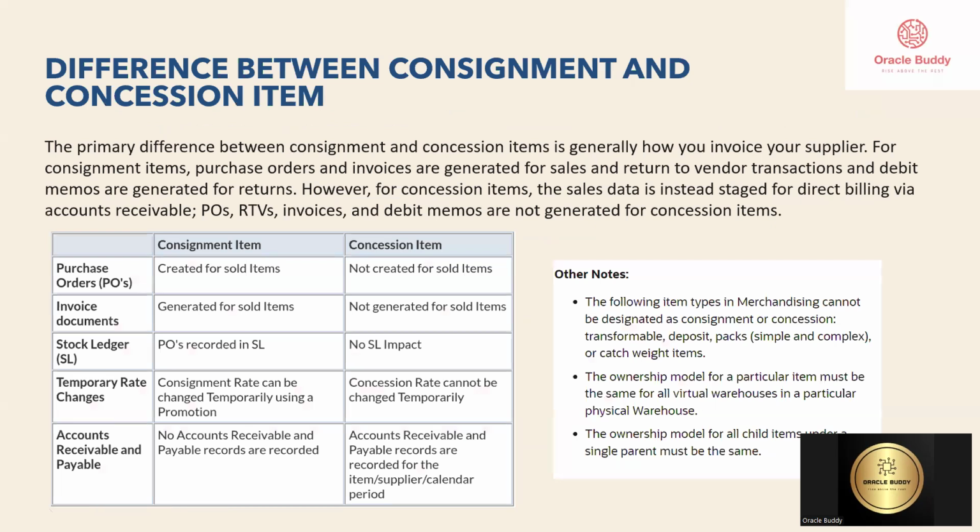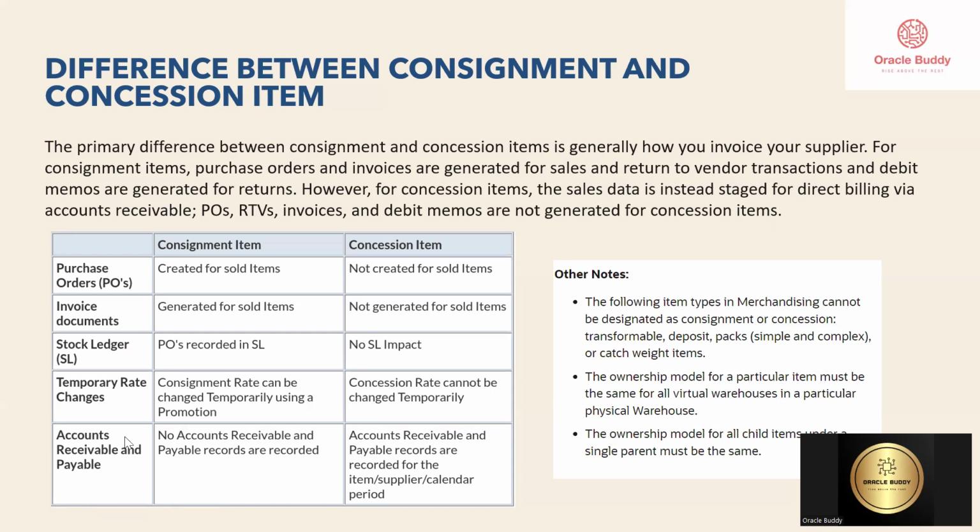So let's discuss the difference between the consignment and concession item here. The primary difference between the consignment and concession item is generally how you invoice your supplier. For consignment items, purchase orders and invoices are generated for sales and return to vendor transactions, and debit memos are generated for returns. However, for concession items, the sale data is instead staged for direct billing via AR, which is accounts receivable. POs, RTVs, invoices, and debit memos are not generated for concession items.